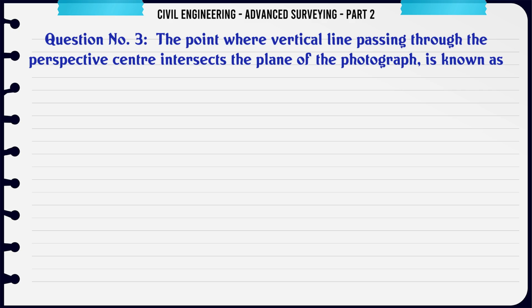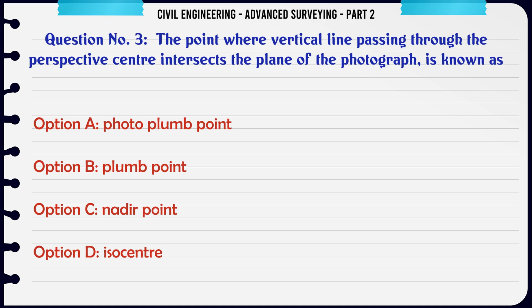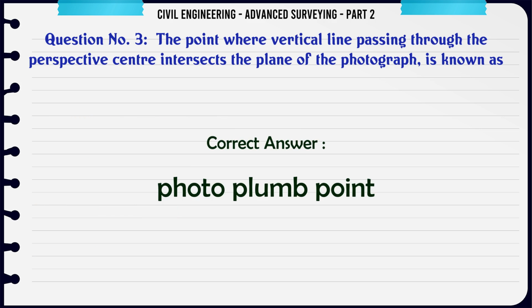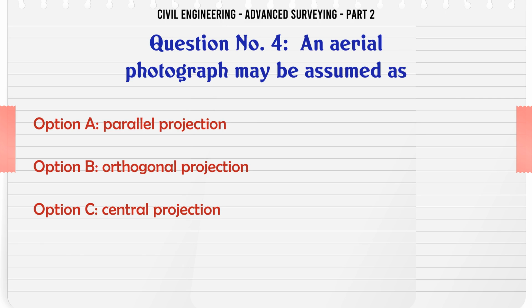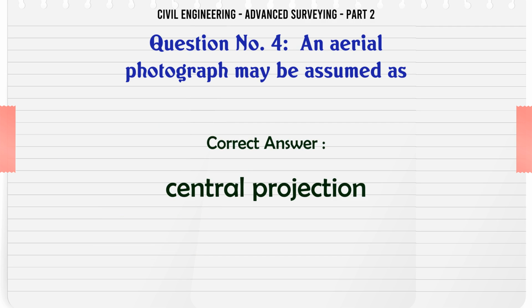The point where the vertical line passing through the perspective center intersects the plane of the photograph is known as: A. Photo plumb point, B. Plumb point, C. Nadir point, D. Isocenter. The correct answer is photo plumb point. An aerial photograph may be assumed as: A. Parallel projection, B. Orthogonal projection, C. Central projection, D. None of these. The correct answer is central projection.